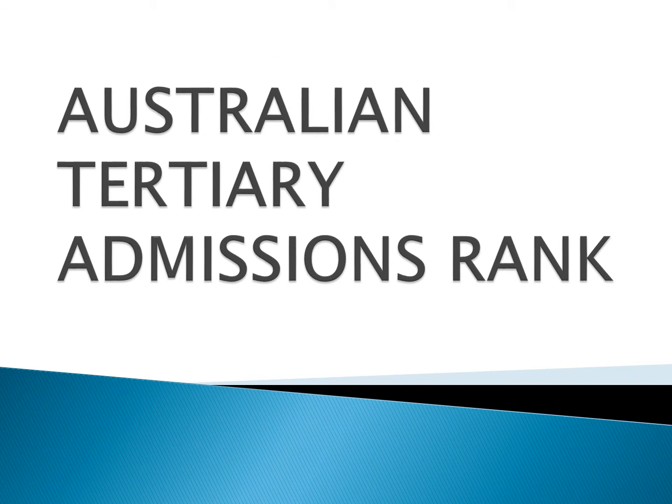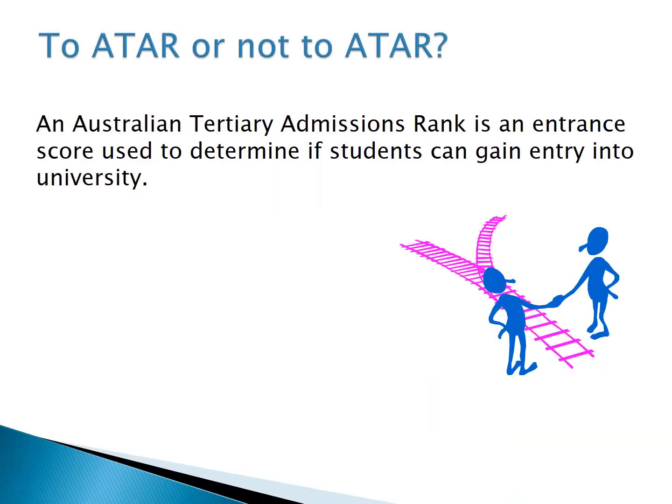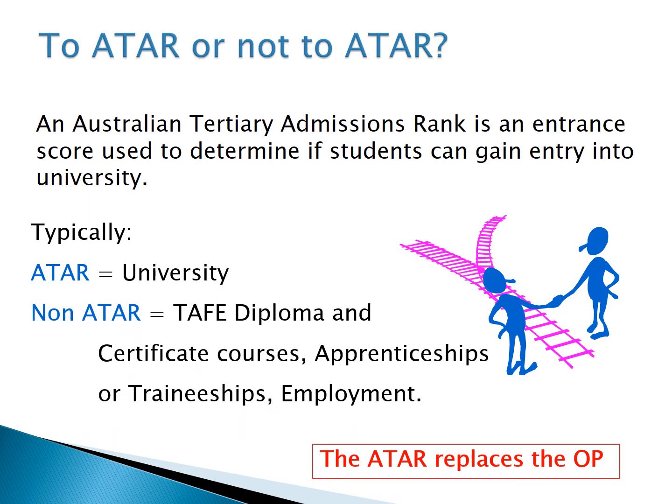So the Australian Tertiary Admissions Rank. The acronym for this is ATAR. So this really is an entrance score or a number that's used to determine if students can gain entry into university. Typically those students who are going for an ATAR are aiming for university straight after high school. Those students that don't want to be ATAR or choose a non-ATAR program are typically aiming for a TAFE diploma course or a certificate course, apprenticeships or traineeships, or employment. And the ATAR replaces the old OP or overall position system.